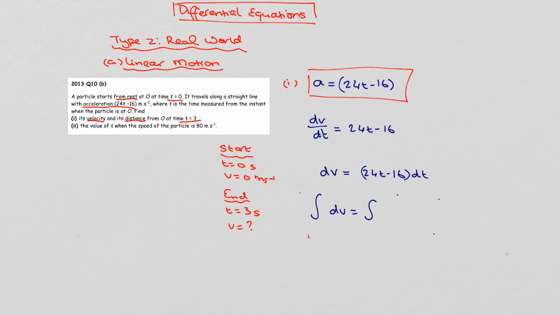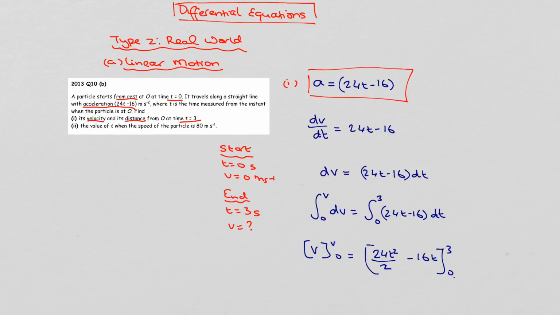So we're integrating the left-hand side with respect to v and the right-hand side with respect to t, where our upper limit is v and our lower limit is 0, and our upper limit is 3 and our lower limit is 0. Okay, so if I go on to the next page for our integration, if we integrate with respect to v on the left-hand side, we end up with v. And if I integrate the right-hand side with respect to t, we're going to increase the power by 1 and divide by the new power. And therefore our limits are 3 and 0.